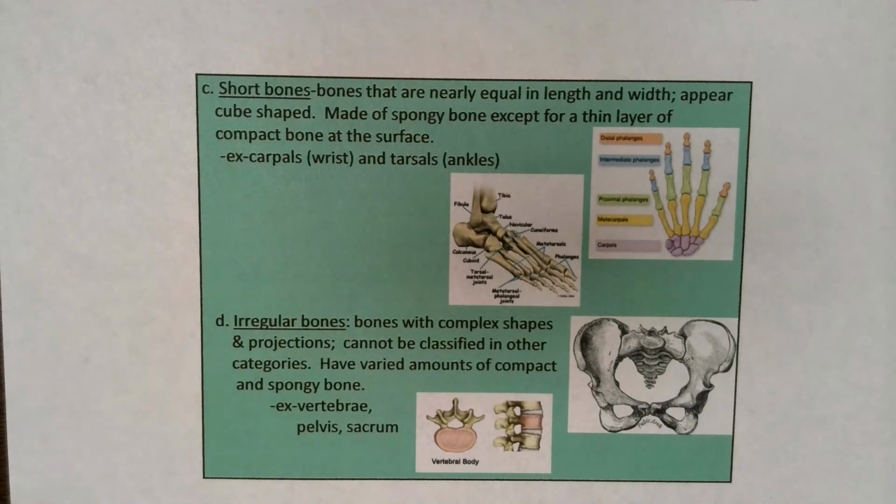The talus is a really large tarsal bone, and then you have some other tarsal bones as well. And then irregular bones, these are bones that have some sort of complex shape and projection, and so essentially they don't fall into one of the other categories. The amounts of compact versus spongy bone are going to vary.